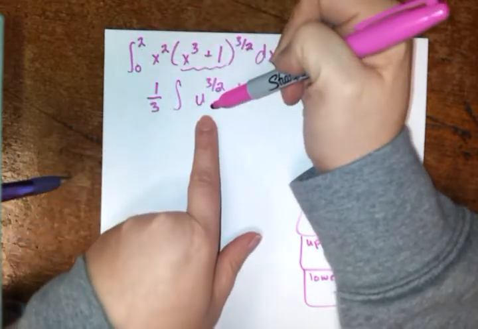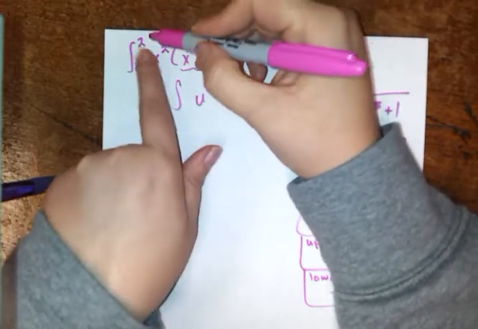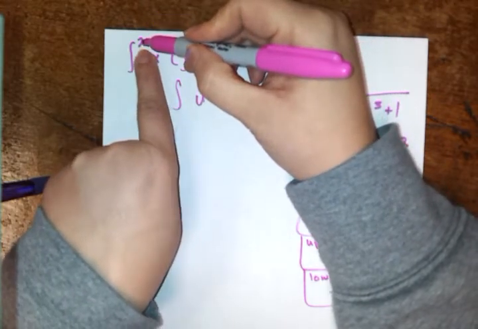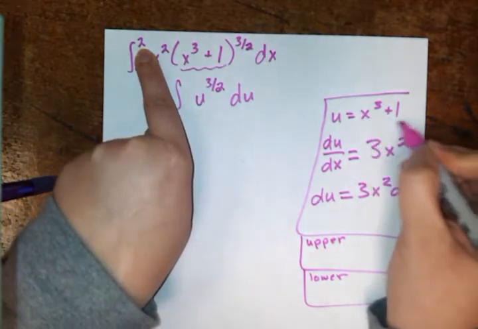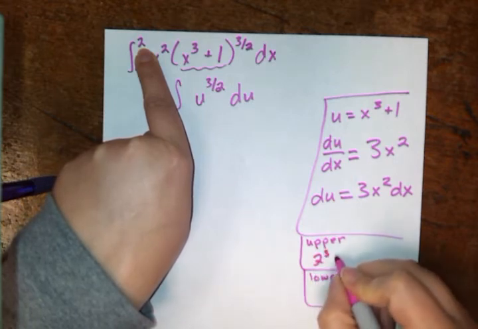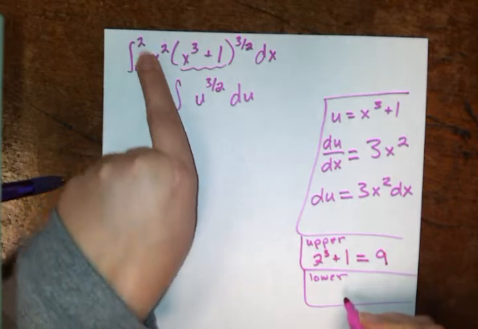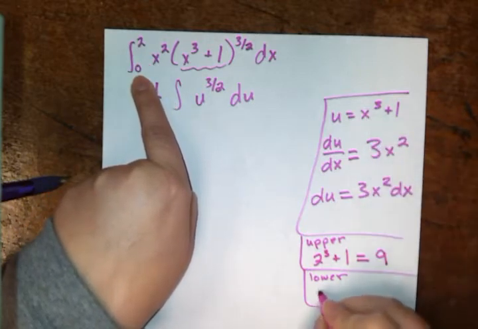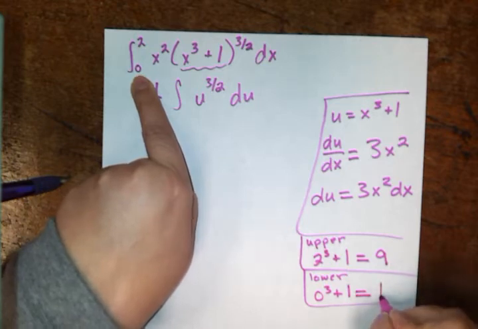But we don't have x's. We need u's, so we're going to turn these into u bounds by taking the number they give us, so the 2 up here, and plugging it into the u that we found here. So our upper one is going to be 2 cubed plus 1, and that's 9. And our lower bound is going to be 0 cubed plus 1, and that is 1.